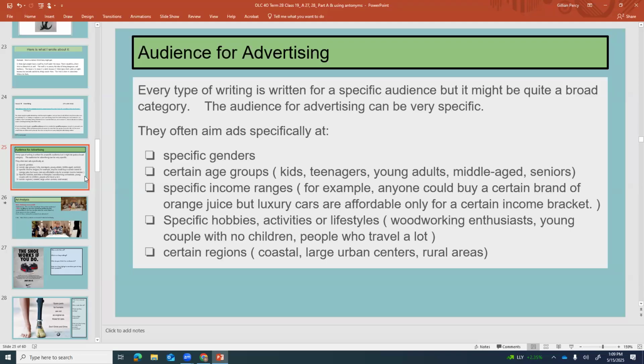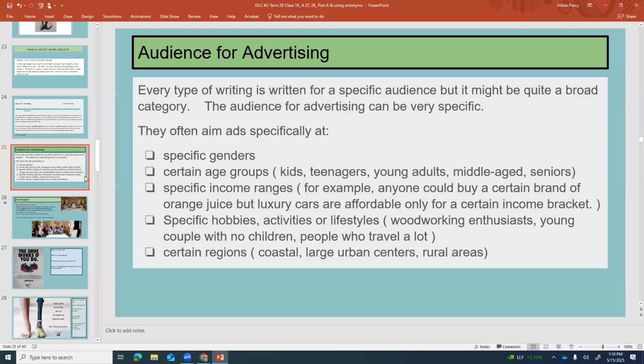Specific hobbies, activities, or lifestyles. Like if you're selling certain types of tools, you're going to be looking for people who actually use those tools. So maybe woodworking enthusiasts or people who do a lot of landscaping in their backyard. Certain hobbies might work better for young couples with no children, or maybe people who travel a lot. Also, advertisements can be aimed at certain regions, right? People who live near a lot of nature may get a lot more out of advertisements about like backpacking equipment, whereas people who live near water might get a lot more advertisements about boating and things like that.